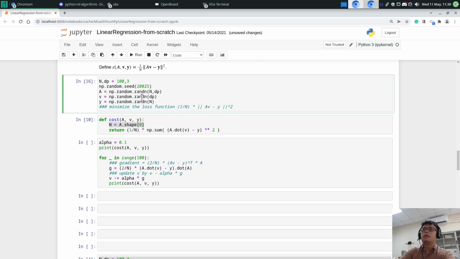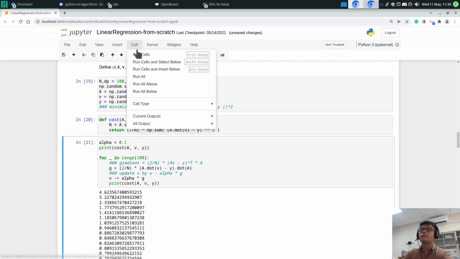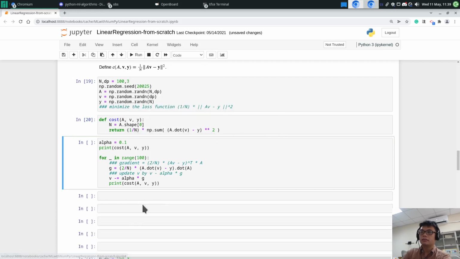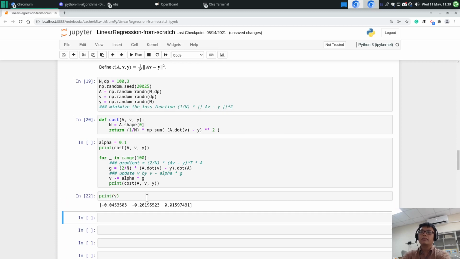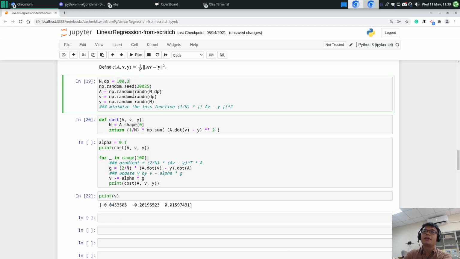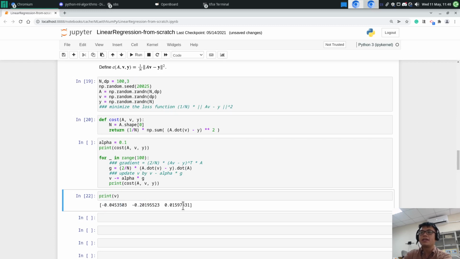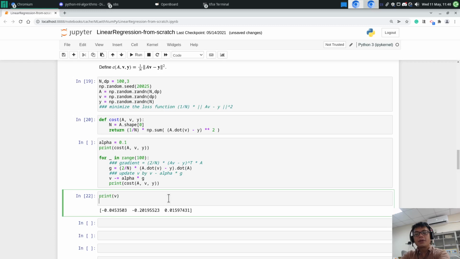So let's do that again. And now let's try to print what is v. It looks like this quantity, it is a vector, and because A is 100 by 3, v stands for C0, C1, and C2. And it looks like in the end, the v that minimizes the loss function is these 3 values.